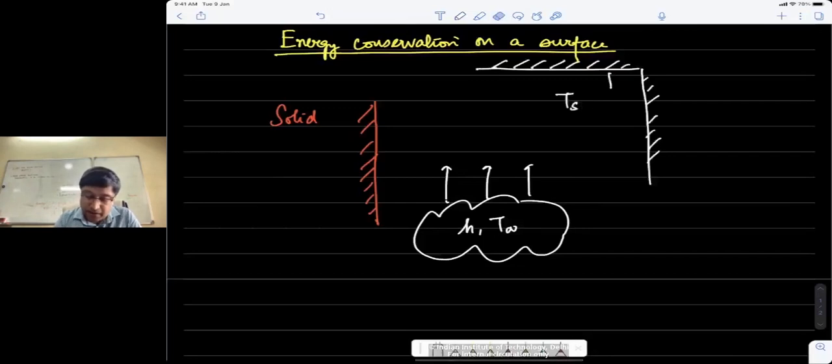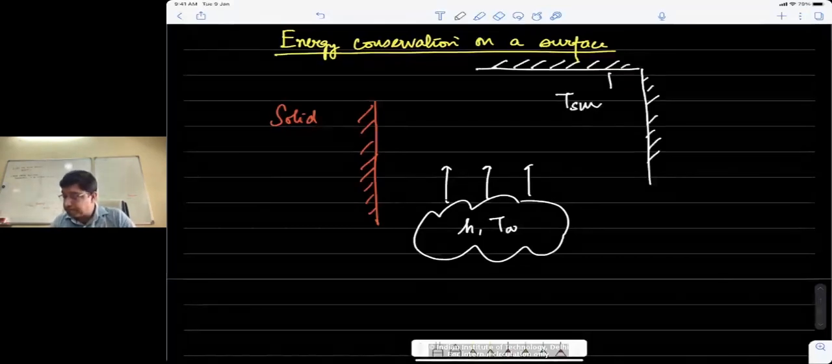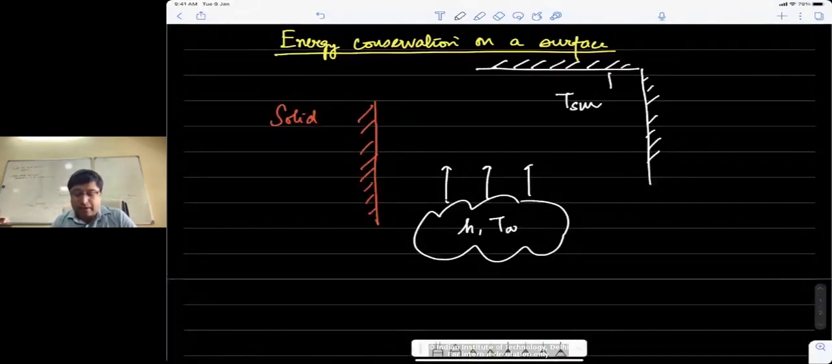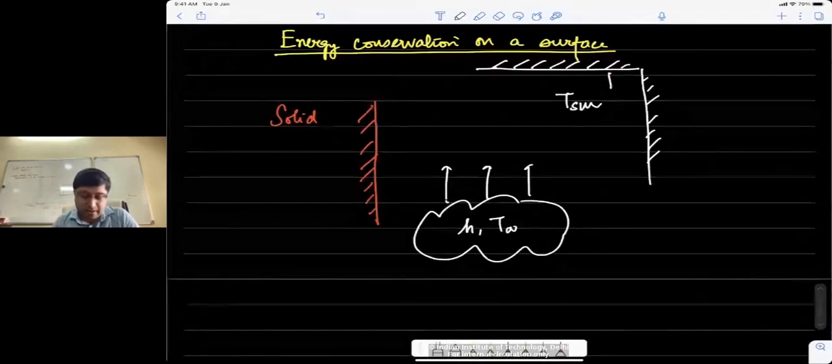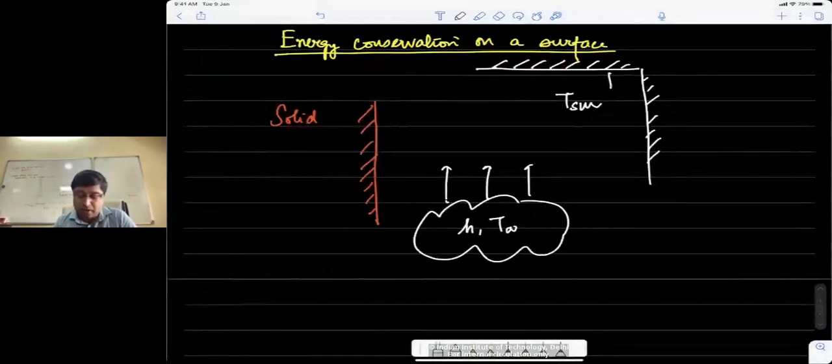Let me not use double R here. T_sur is more than enough. So that there could be radiation exchange between the solid and the surroundings. Now what we can do is, let's say for now, the solid is at a higher temperature as compared to the fluid and the surroundings. So I want to know how energy transfer occurs from the solid to the surroundings or the fluid.